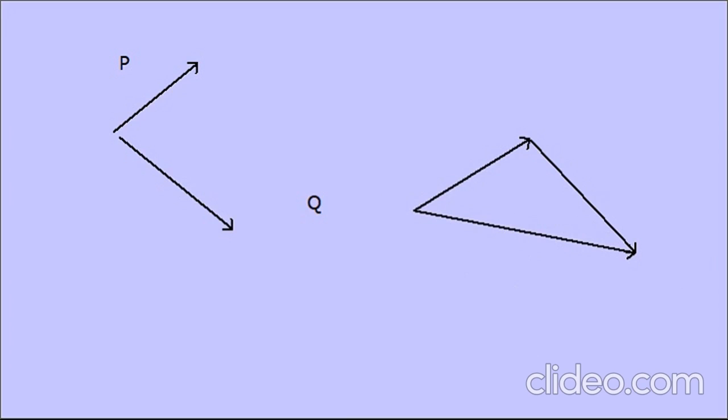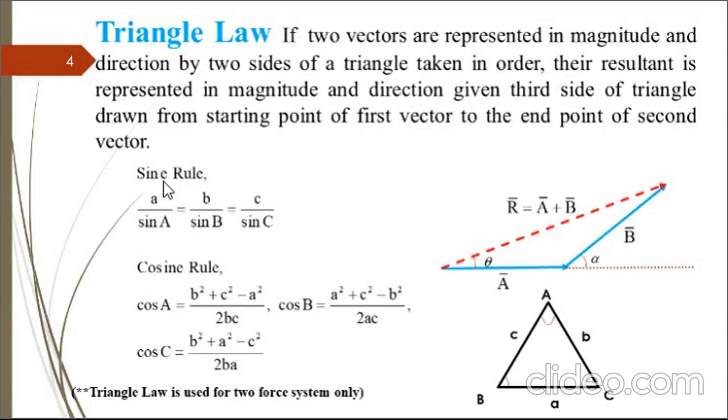Again see, the first force and the second force, if these two are representing two sides of a triangle, then the third side of the triangle will represent the resultant, and it will be drawn in a manner that wherever the first force ends, the second force will be starting from that. Then the resultant will be drawn from the starting point of the first to the end point of the second. And by using sine rule or cosine rule, we can determine the unknown values.